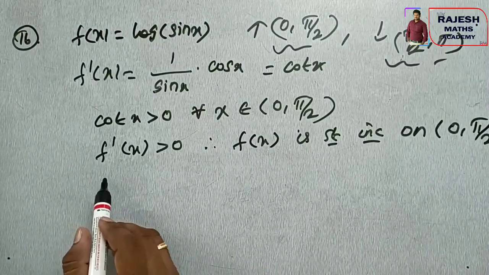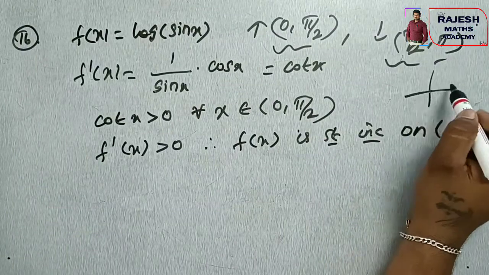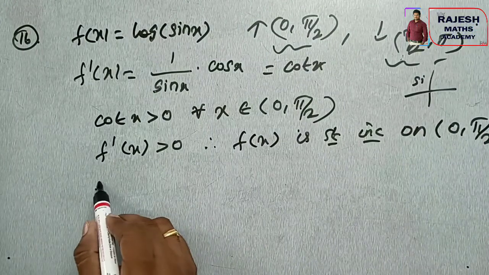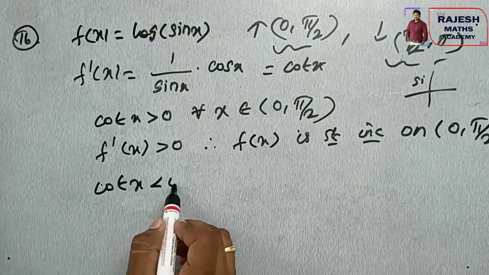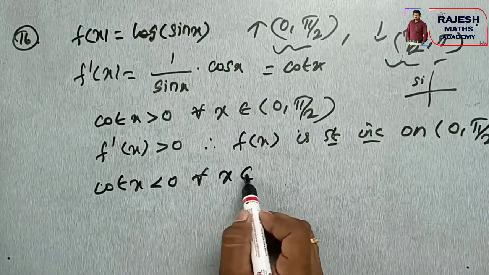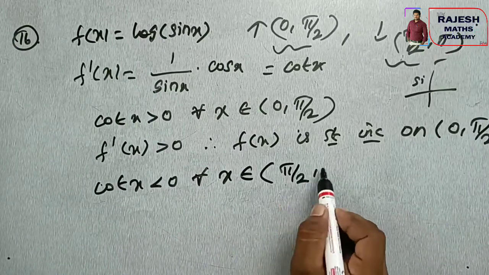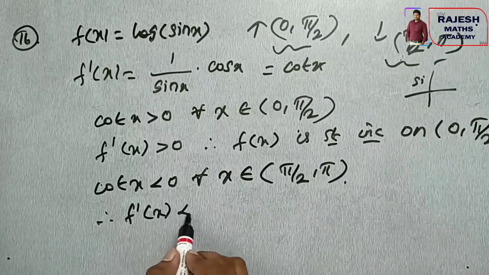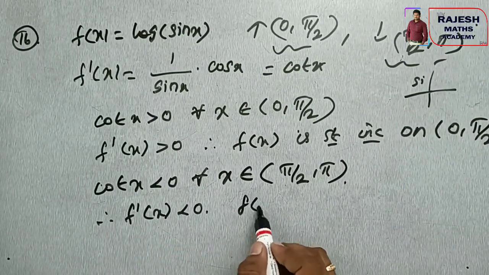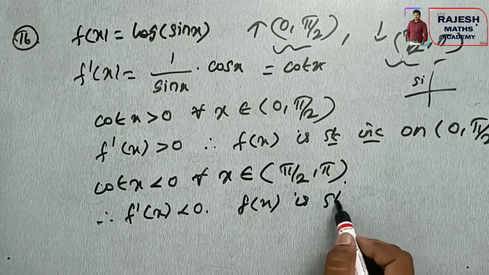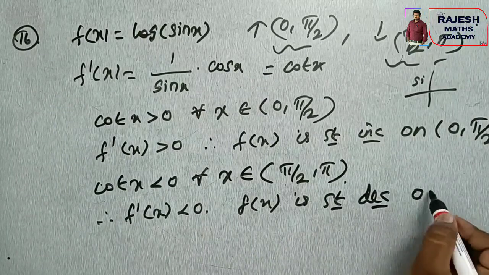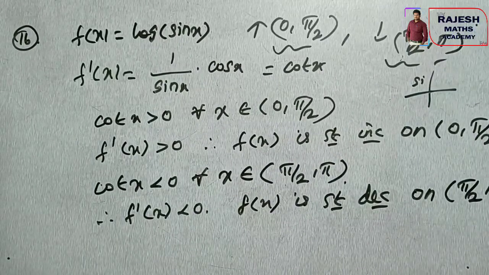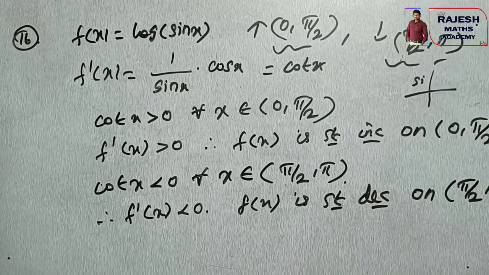What about the second case, pi by 2 to pi? In the second quadrant, only sine and cosecant are positive. So clearly cot x is less than 0 for all x belonging to the interval pi by 2 to pi. Therefore I can conclude that f dash of x is less than 0, so f of x is strictly decreasing in the interval pi by 2 to pi. Clear? Next question, question number 17.